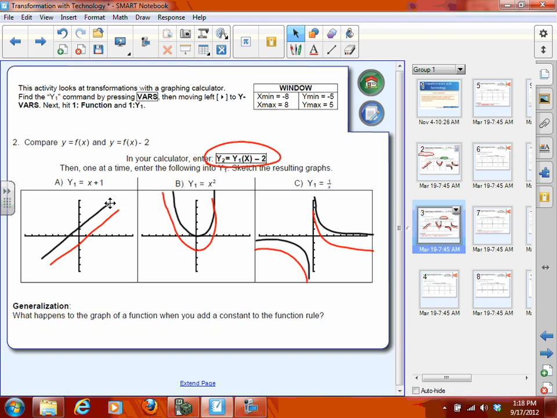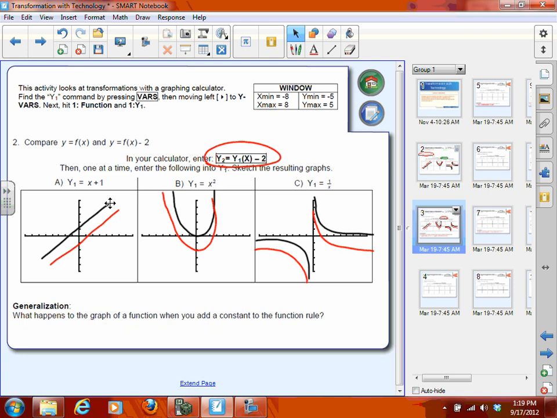All right, when it's all said and done, the graphs that we did should look like this. Notice B, we still got two U shapes here. Notice over here C, we still got that same rational graph. We still got those two curves. The only difference here is instead of moving the graph up 2 units, this time we've moved the graph down 2 units. So adding moves the graph up, subtracting moves the graph down.